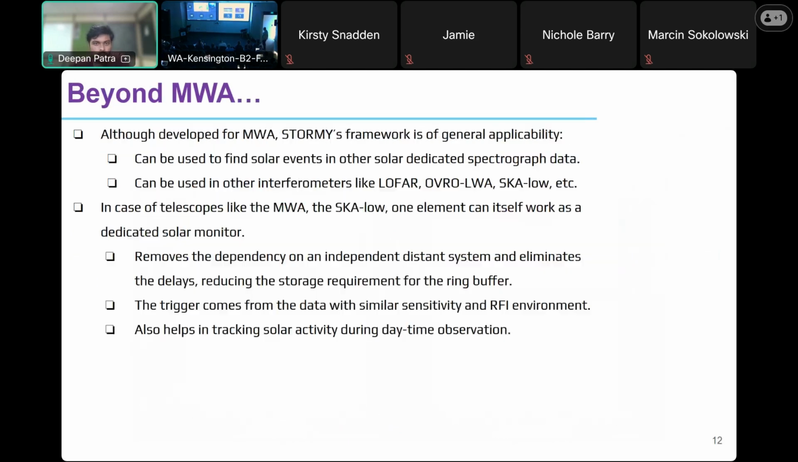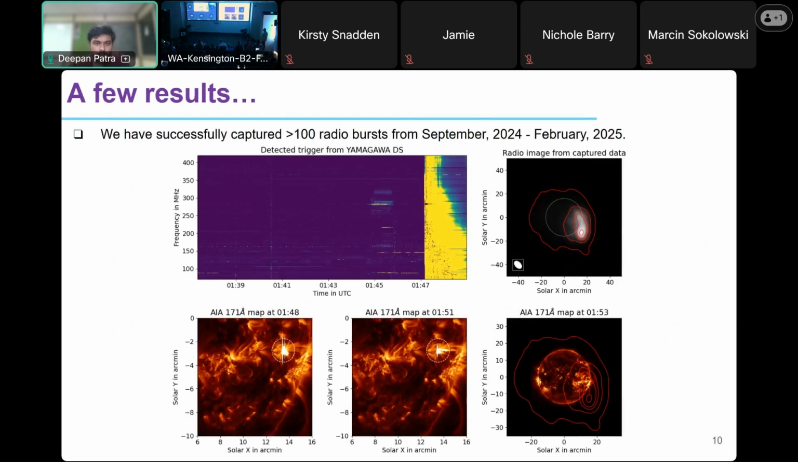Okay. So let me just pull it up. So basically, what we do is, you can see my pointer, right? Mouse pointer.